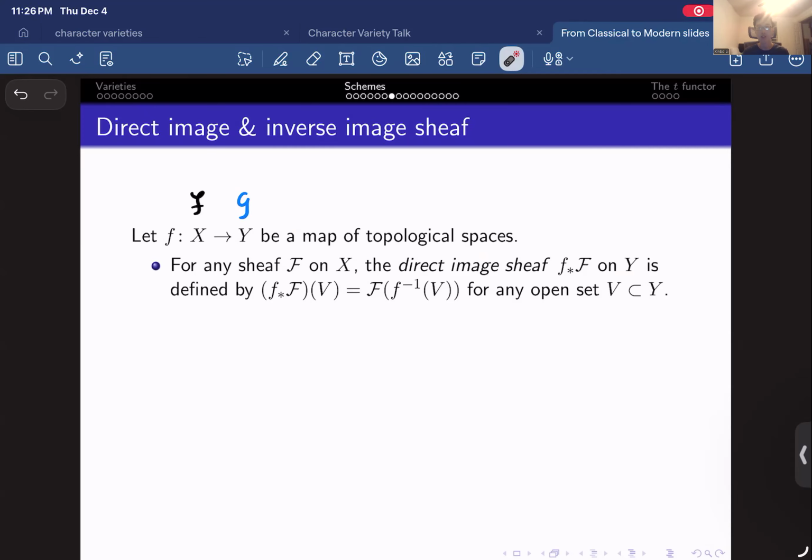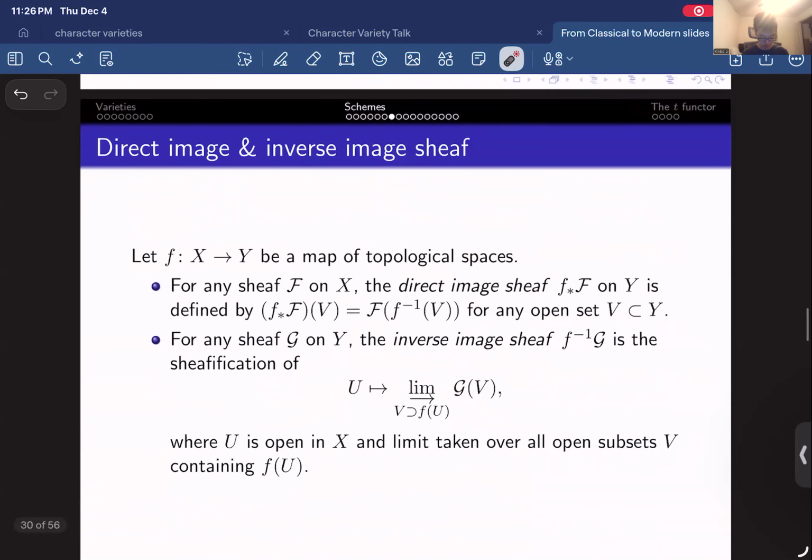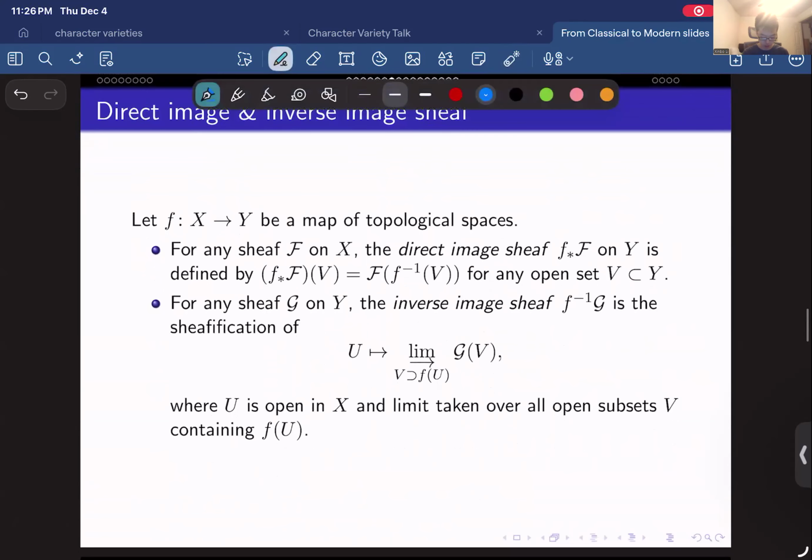But one caveat is that this is not a good description for the stalk, because as you can guess over here, I have an open set over Y, but this doesn't actually go through all the open subsets around a point. So you can imagine that it's going to be a little bit hard to describe the stalk of this direct image sheaf.